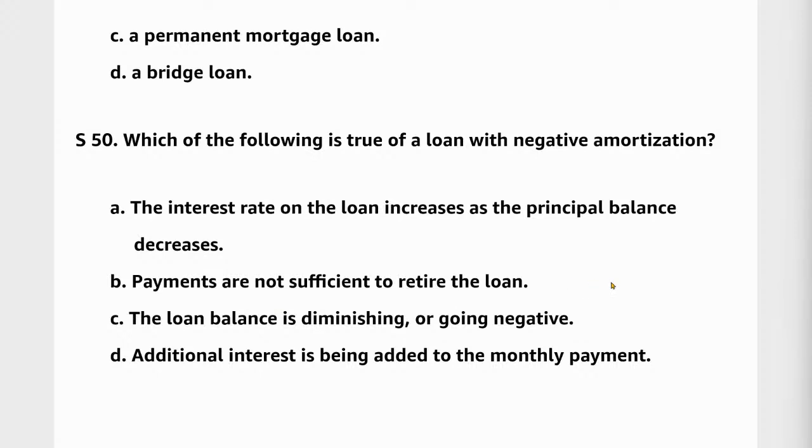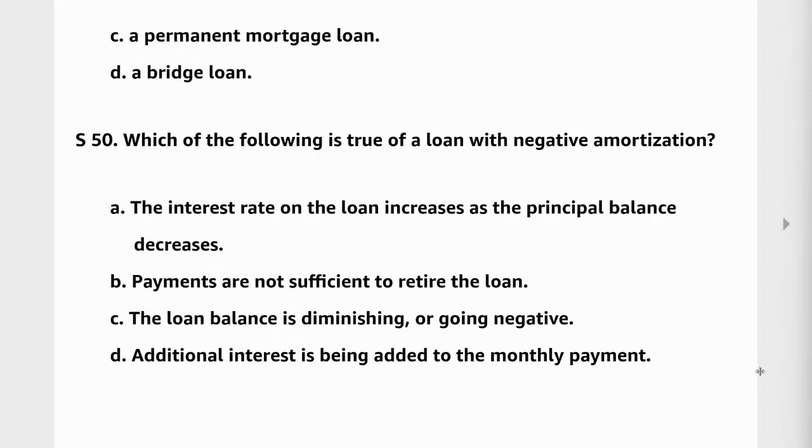But this is a negative amortization, meaning payments are not sufficient to retire the loan. So they're making a smaller payment and it doesn't cover the full principal and interest. Any amount that's not covered is added to the back of the loan. So the loan balance keeps increasing instead of decreasing. Okay, so no, it's not D. Additional interest is being added to the monthly payment. No, it's actually added at the end of the loan.